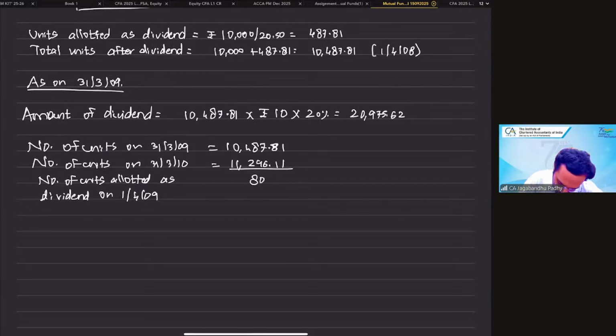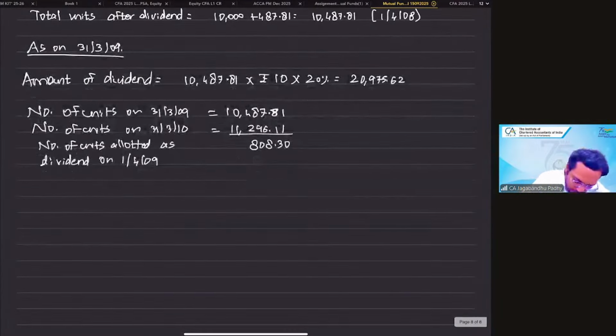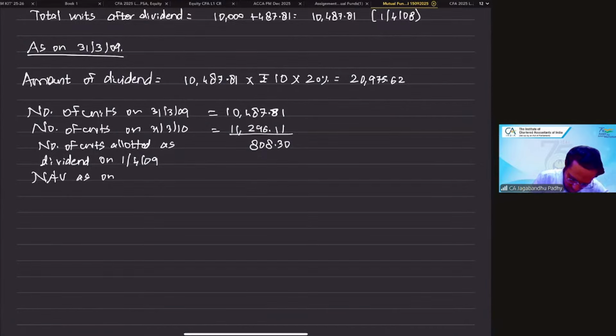808.3. This is the number of units that have been allotted. Now we know that the amount of dividend is 20,975. The number of units allotted as dividend is 808.3. So can we get the NAV as on 31st March 2009?